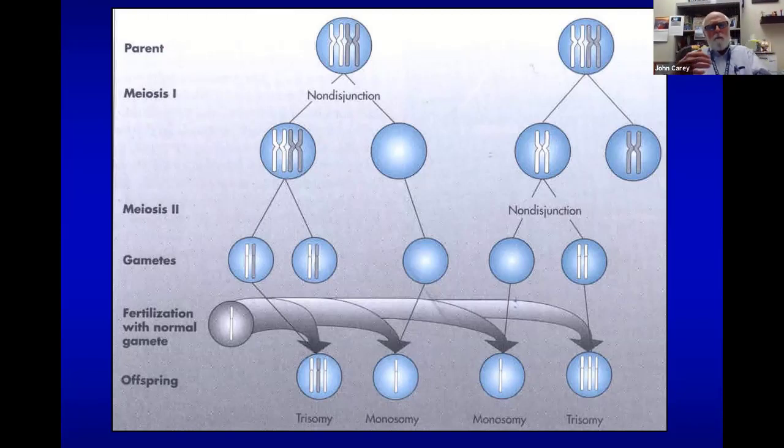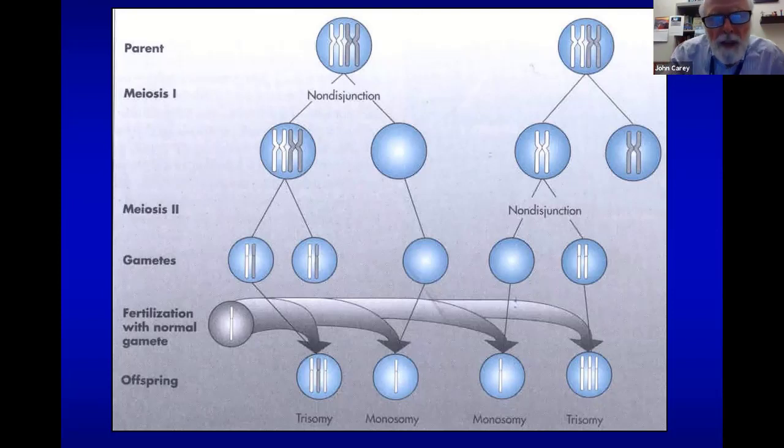Of course, we know that parental age is a factor, maternal age more than paternal age. But otherwise, we really don't know very many factors involved in non-disjunction. There are no environmental agents that we know about. People have postulated various, but nothing has ever been actually proven to be the case.